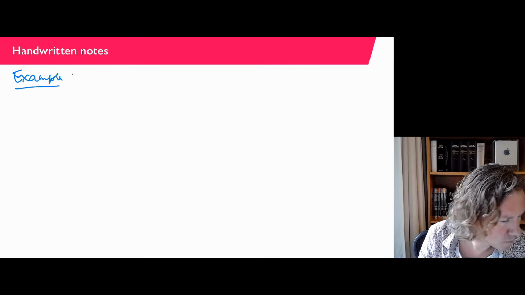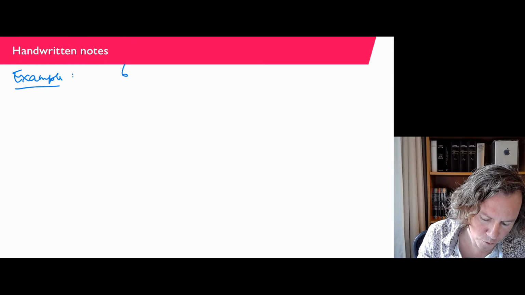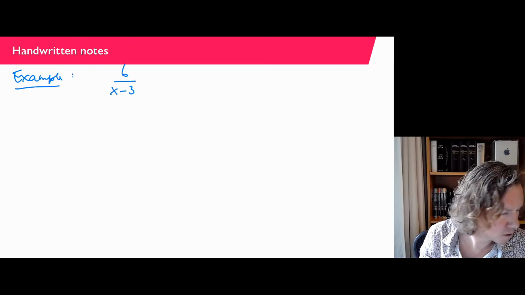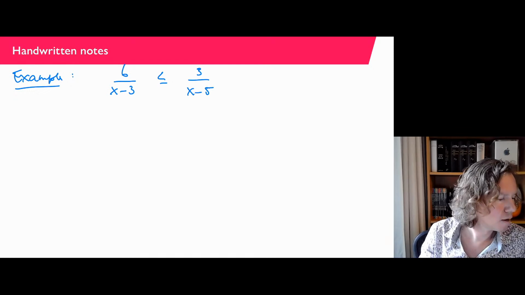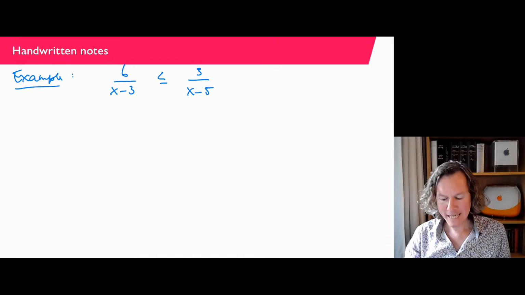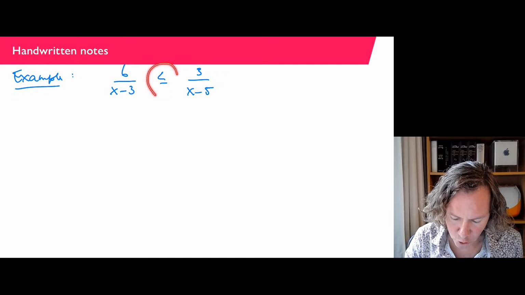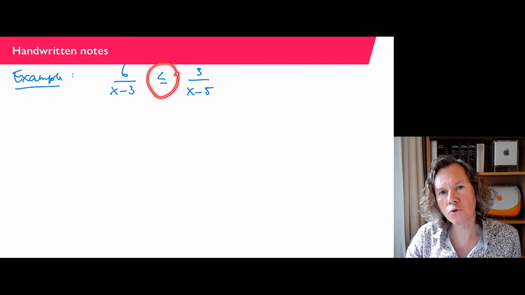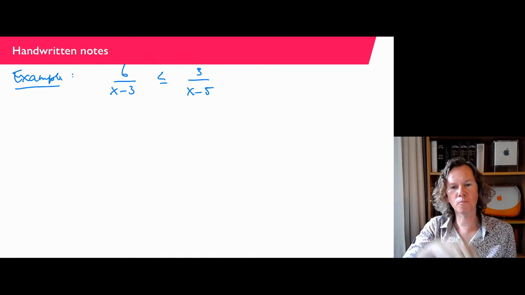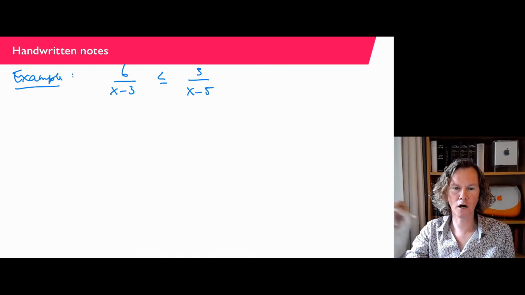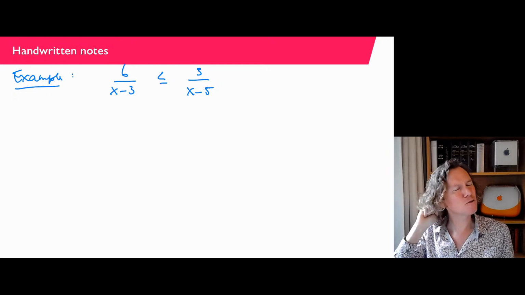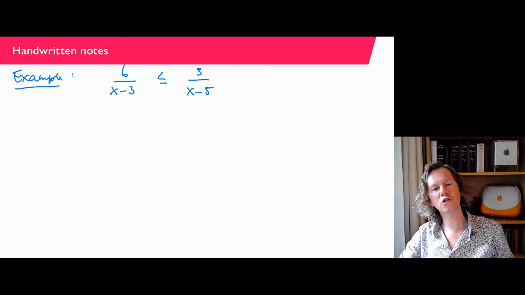Example. So I'm going to try and solve 6 over x minus 3 is less or equal 3 over x minus 5. Now, if there would be an equal sign, you could do cross multiplication, right? You do 6 times x minus 5 equals 3 times x minus 3. You cannot do that here, because we don't know the sign of x minus 3.